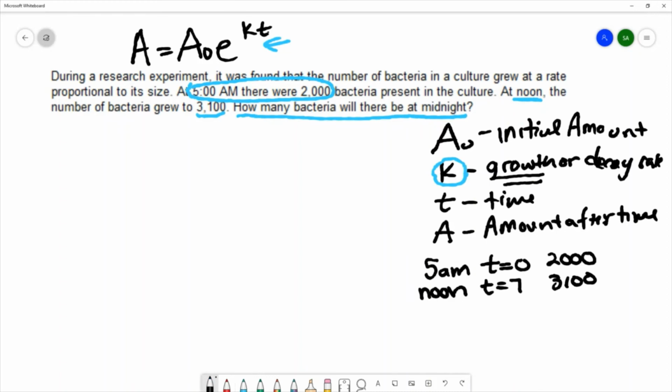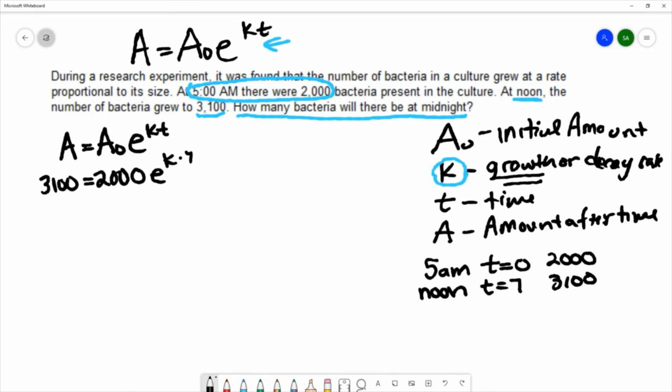So we're going to start by finding that growth rate. So using our exponential model, A equals A naught e to the kt, we have our ending amount being 3,100, amount after time. Our initial amount is 2,000. And our K is our unknown, and we have a time of 7 hours, which has passed.